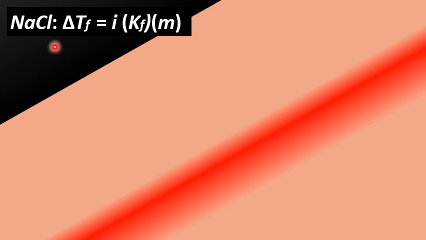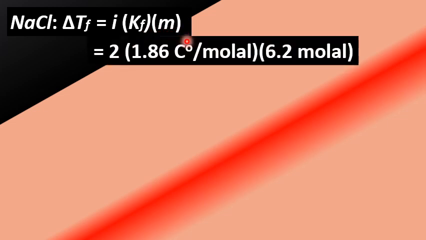Next step in our computation, we compute the delta TF, or the freezing point depression of sodium chloride. That is, delta TF is just equal to i multiplied by K sub F and small letter m. Substituting the given data, we have 2, multiplied by 1.86 Celsius degree or Kelvin per mole times 6.2 molars.